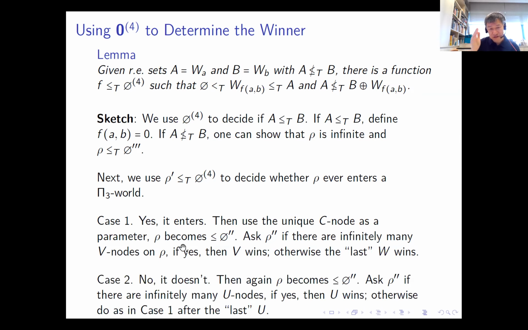Now suppose the true path never enters a pi3 world. So it completely remains inside the sigma3 world. Then again, because it's inside the sigma3 world, we can use 0 double jump to find the sigma3 witness. So we can also determine the true path. So the rho becomes computable from 0 double jump. Again, we ask rho double jump whether there are infinitely many U's. If there are infinitely many U's, then U is the winner. Otherwise, there's a last U, and then we only have V and W. So by a similar argument, as in case one, we ask whether there are infinitely many V's, and if yes, that V is the winner. Otherwise, some W wins. So this is the way to figure out in 0 to the 4.